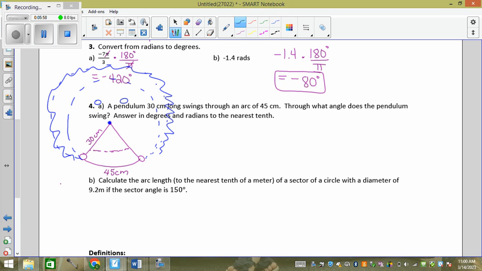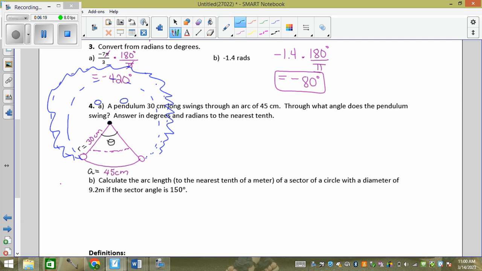This here is the center of your circle. And this would be your radius, because radius is from the center to the rim. And then this is your arc length. They want us to find what theta is, the angle.